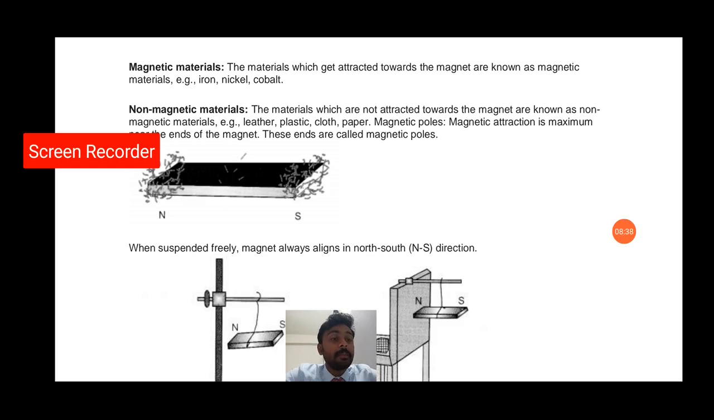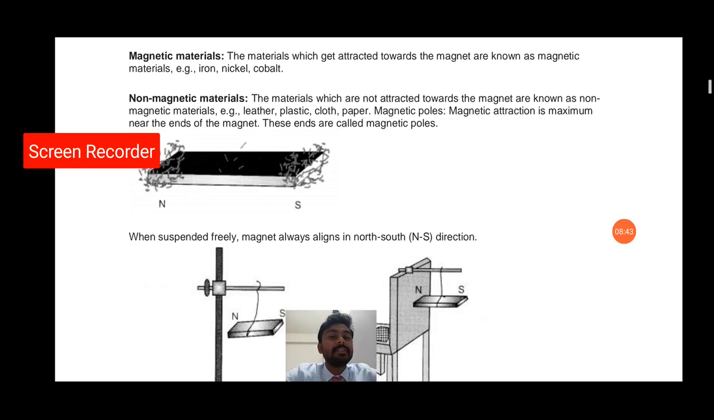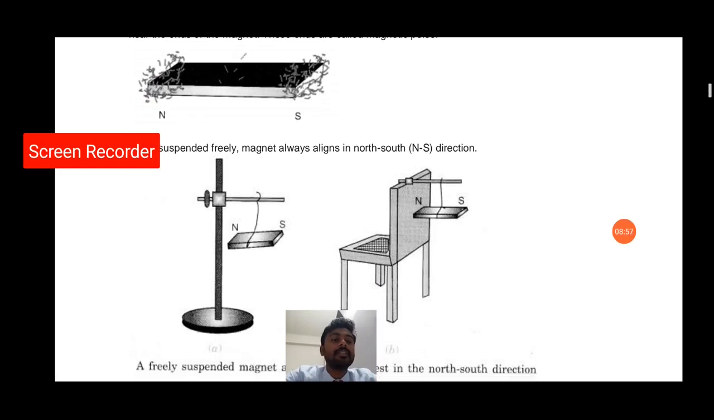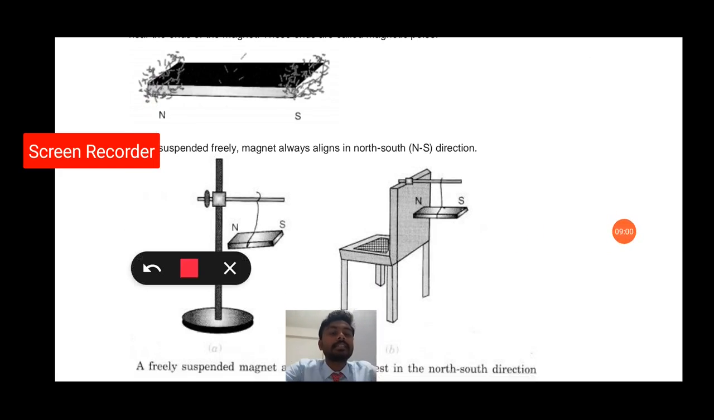So what do you mean by magnetic poles? See one more time. Magnetic attraction is a maximum near the end of the magnet. So these ends are called magnetic poles. You can see on the screen the two poles are there. One is N, another one is what? S. S means south pole, N means north pole.